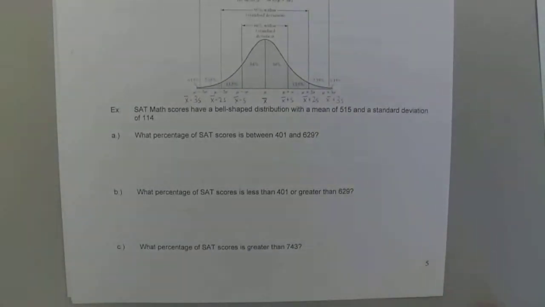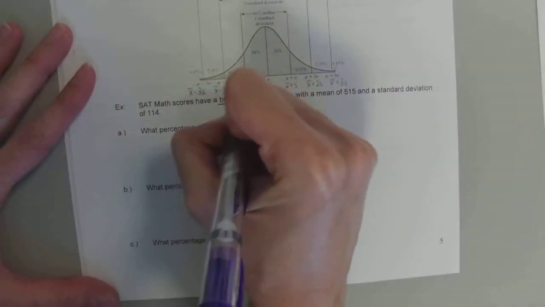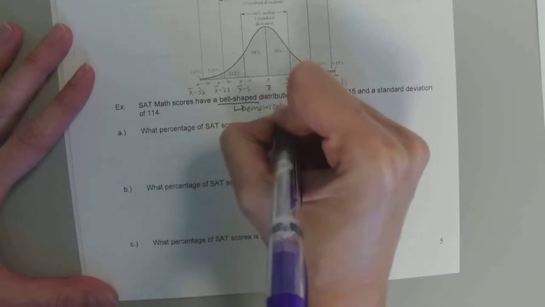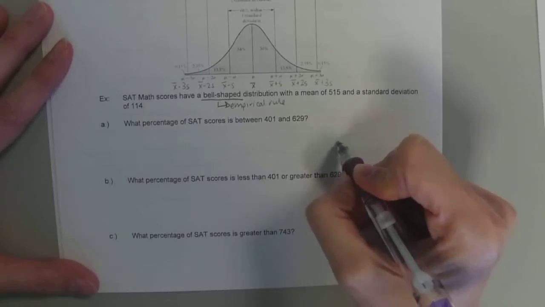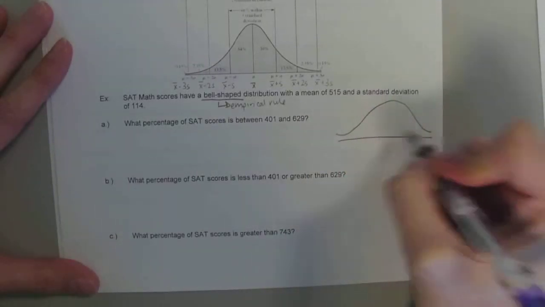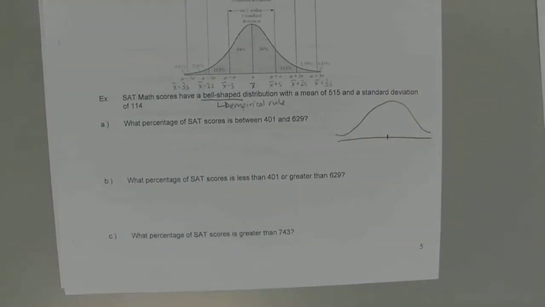So let's see what's going on. There's an SAT math score that has a bell-shaped distribution with a mean of 515 and a standard deviation of 114. Before I even read these problems, I see bell-shaped, so I know I'm going to use the empirical rule. If I'm going to use the empirical rule, I am going to draw my own little empirical curve, all right?